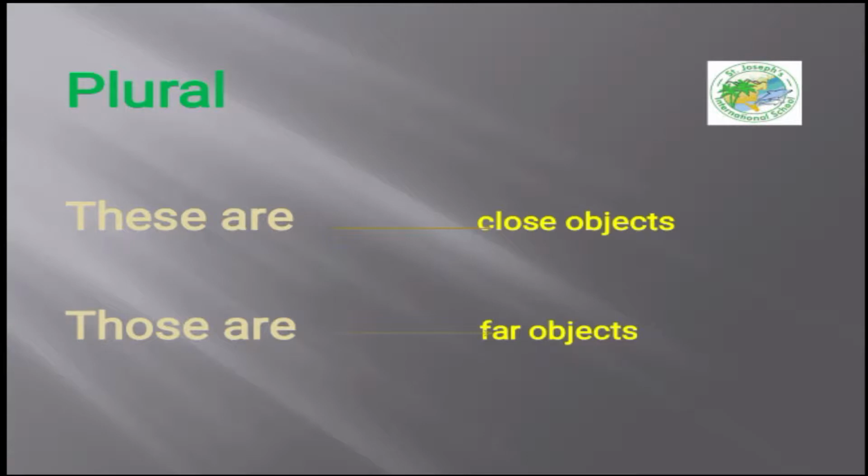What about those are? I use those with the O, those are, to point at far objects. Like that, I use it with the far object also, but those with the plural and that with the singular. Don't forget this information, okay? Let's take some examples.